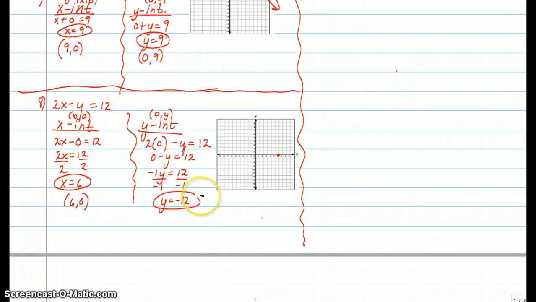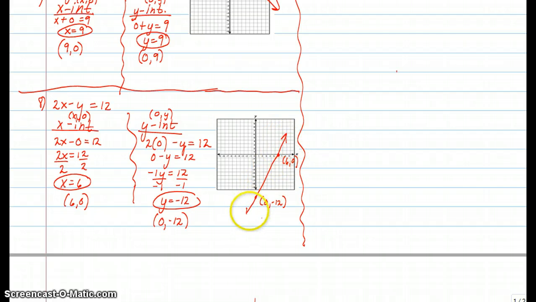That is your y-intercept. It falls on the y-axis, and it's going to be a little off. There's negative 10, negative 11, negative 12 would be down about here. The ordered pair would be 0, negative 12. Let's go ahead and label that. So this is 0, negative 12, and this is 6, 0. And then we're going to connect those points.